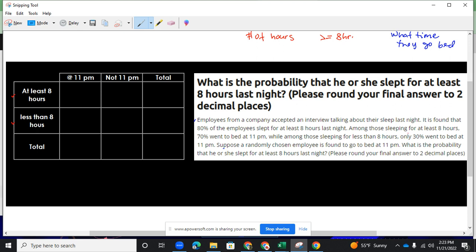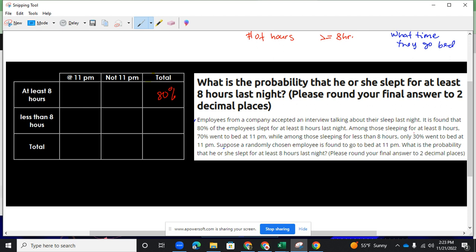Let's read the problem again. Okay. Now, it is found that 80% of the employees sleep at least 8 hours. So, this is the group that sleep at least 8 hours. So, you don't put the 80% here because this 80% doesn't mean people who have slept at least 8 hours at 11. So, you're going to put the 80% in here, because this is the total percentage of people who have slept at least 8 hours, so you put that on the total. Okay, next.